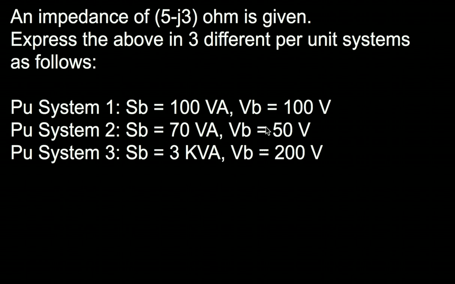Okay, so this is the question where we are able to convert the per unit impedances from one system to another system and so on. So let's look at the question first. An impedance of 5 minus J3 ohms is given. Express the above impedance in three different per unit systems as given below. Per unit system 1, S base is 100 volt amperes and V base is 100 volts. Whereas per unit system 2 will have these quantities, 70 volt amperes, 50 volts, and per unit system 3 is kVA. Notice the unit K, and then voltage base is 200 volts.